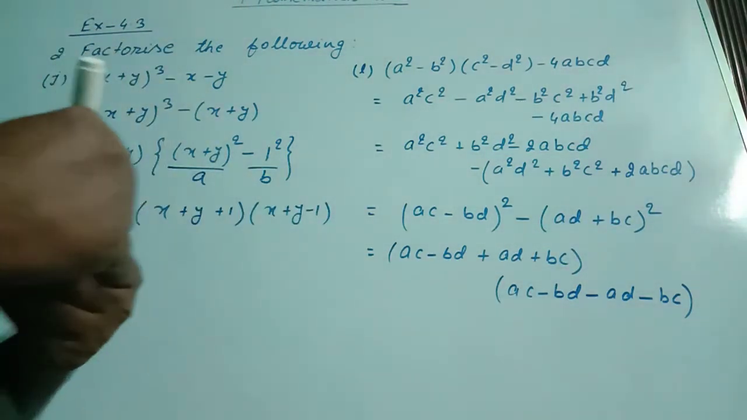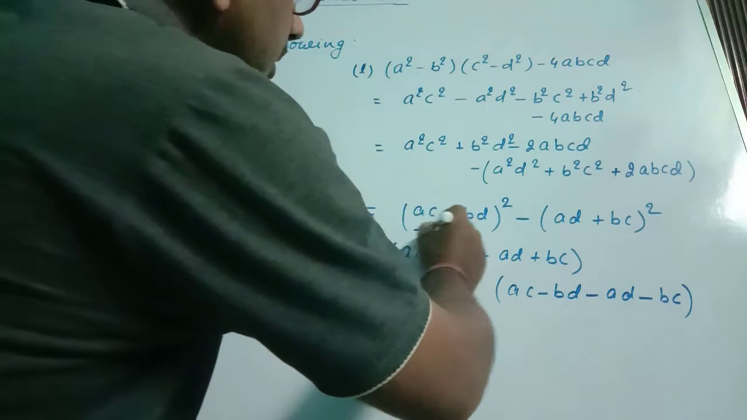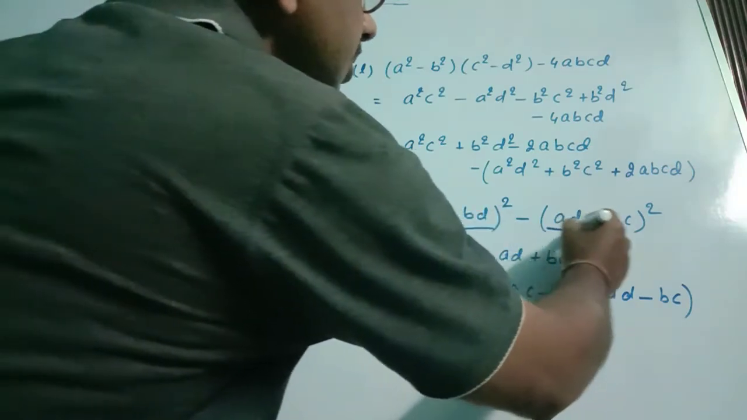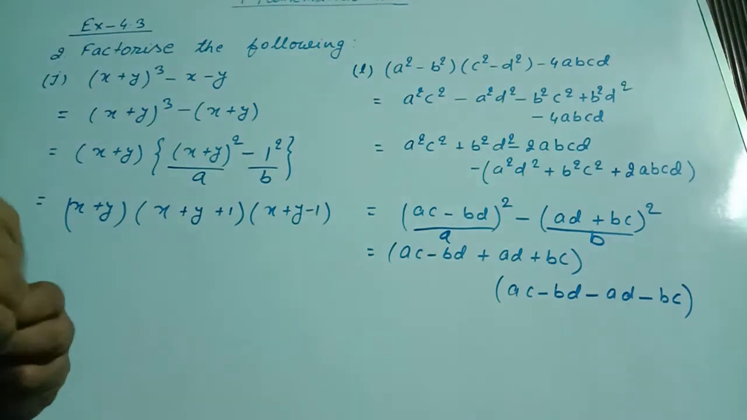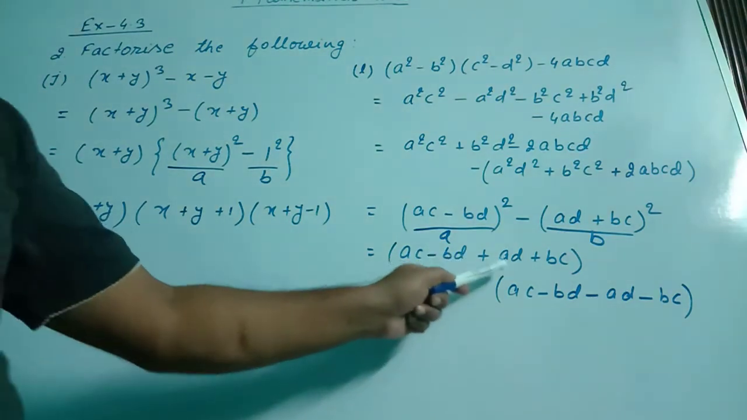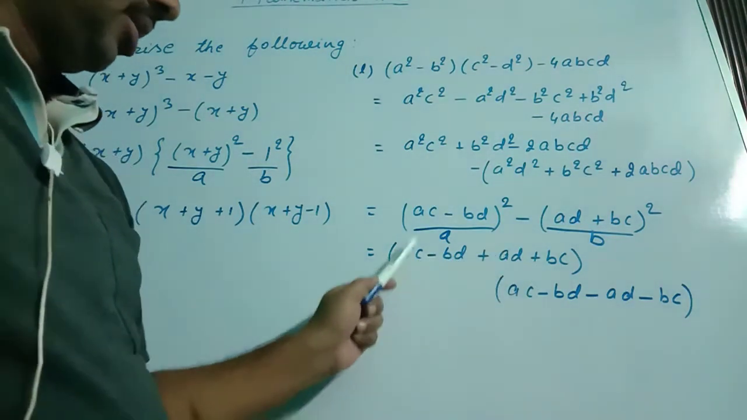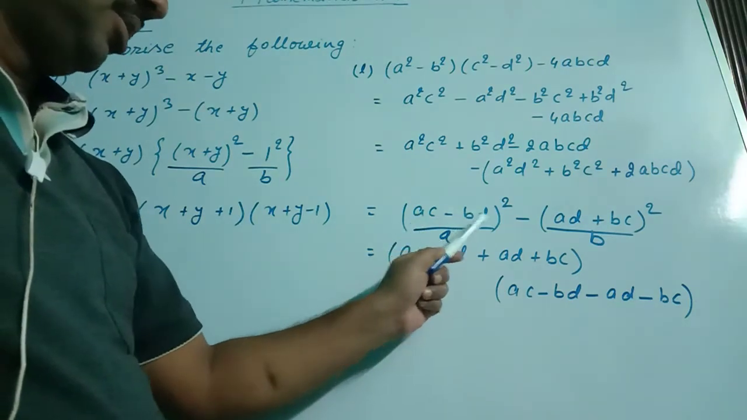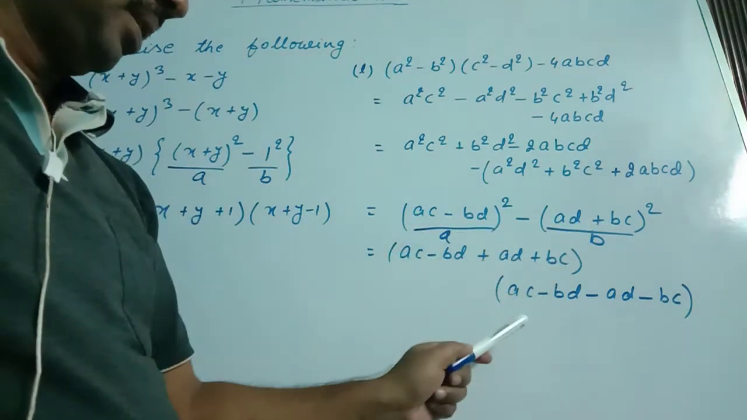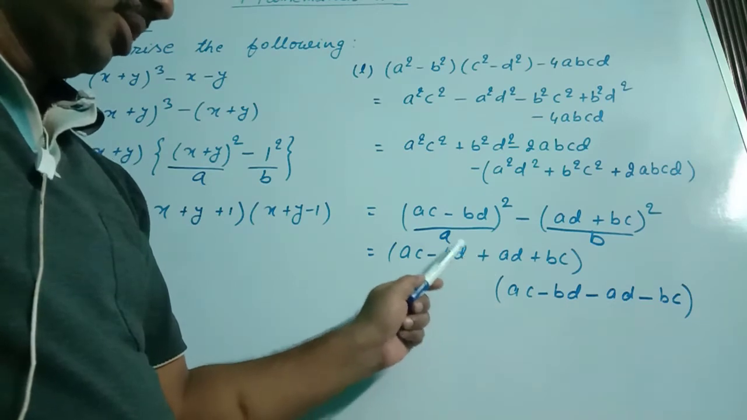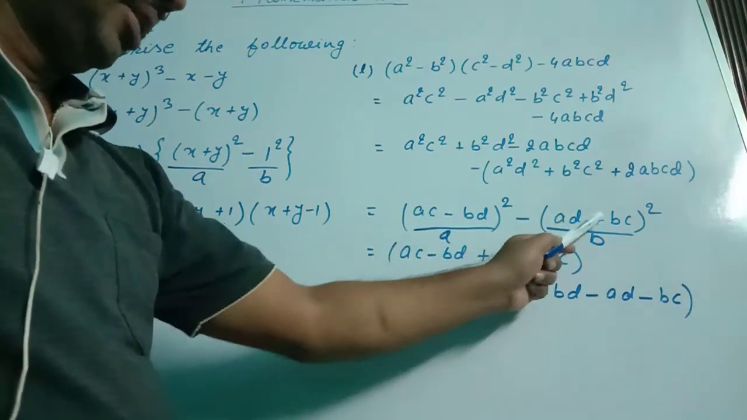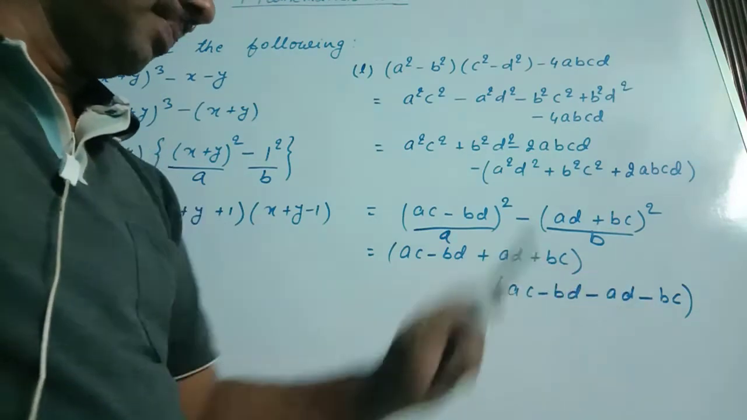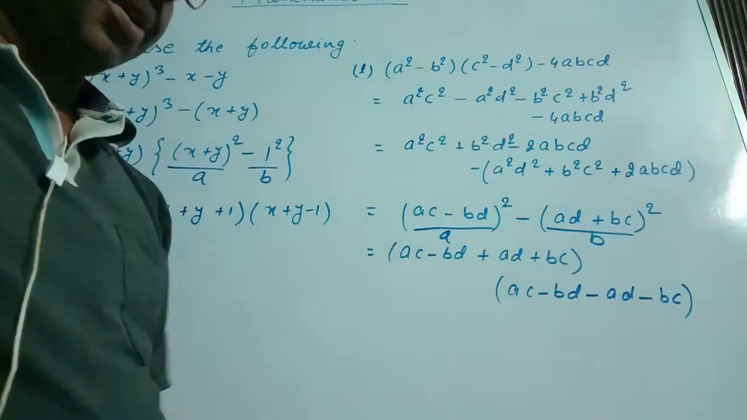Now this much is a, and this much is b. This is a² − b², so I wrote (a + b)(a − b). a + b means ac − bd + ad + bc, and a − b means ac − bd − ad − bc. So these two are the factors.